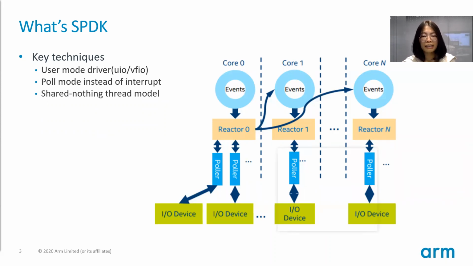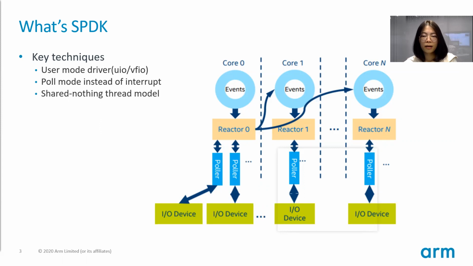A second is that SPDK runs in poll mode instead of interrupt mode. When SPDK initializes, on each core it runs a thread, which is called a reactor. Users can register different pollers on this reactor. Some of these pollers then poll devices for completions instead of waiting for interrupts. And this reduces the related interrupt handling overhead.